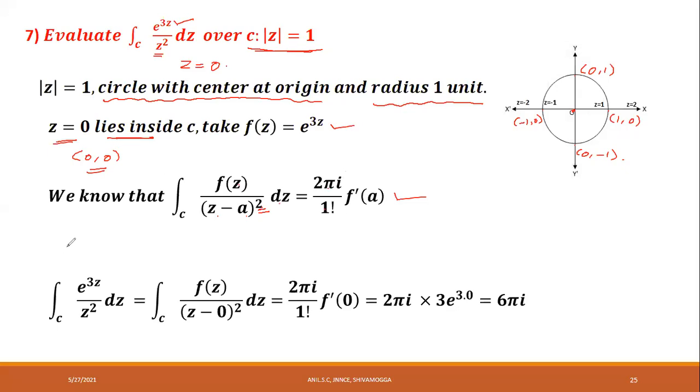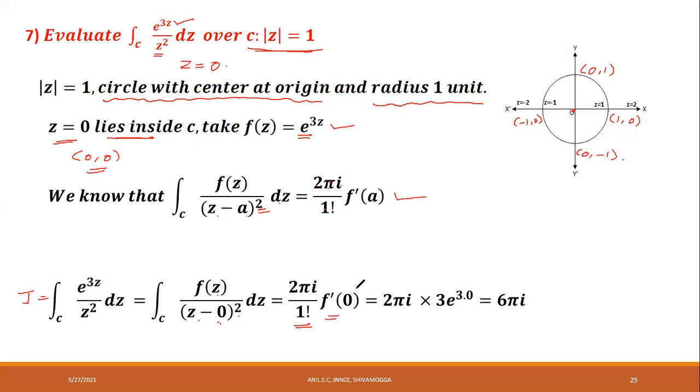Let's write I is equal to integral of e power 3z divided by z square into dz, and e power 3z is taken as f of z. z square can be written as z minus 0 whole square. This is equal to 2 pi I divided by 1 factorial into f dash a. Here a is equal to 0, therefore f dash 0.